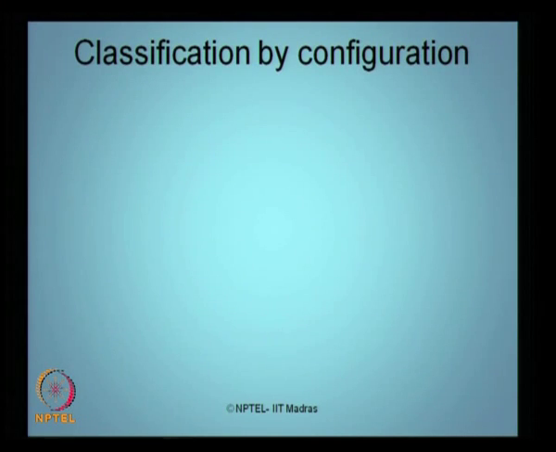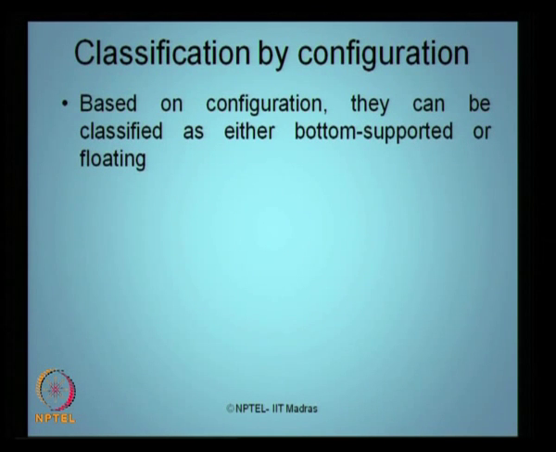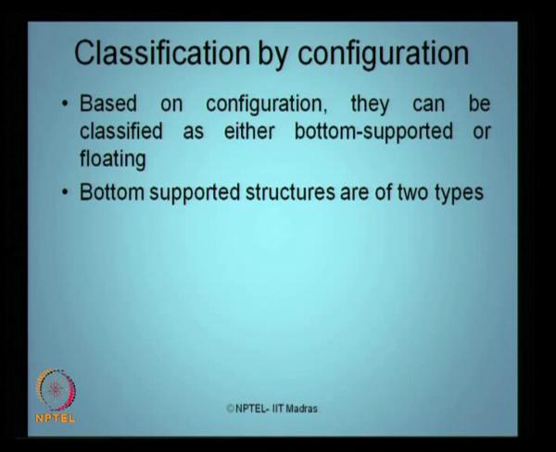So when we talk about classification by configuration, which we already saw in the last module, based on the configuration they can be classified either as bottom supported or floating. From the list we can easily see which are supposed to be bottom supported and which are floating. So just for understanding, bottom supported structures can again be classified into two forms, which are either fixed or compliant, because I am talking about the flexibility and rigidity imposed on the structural form.